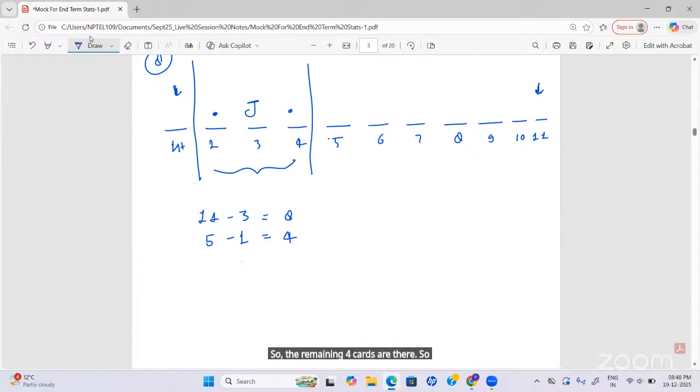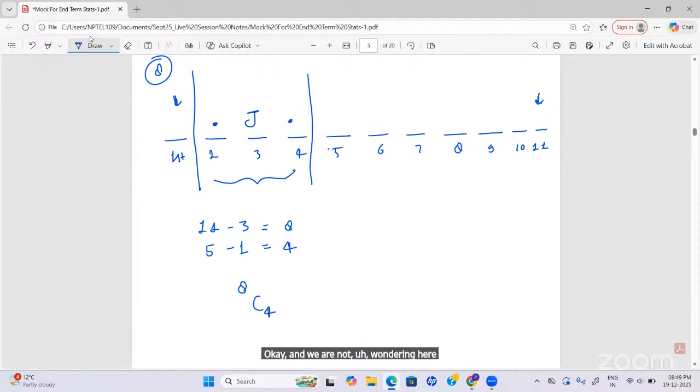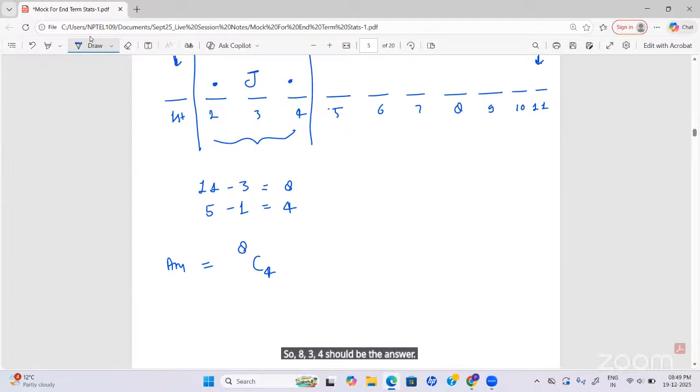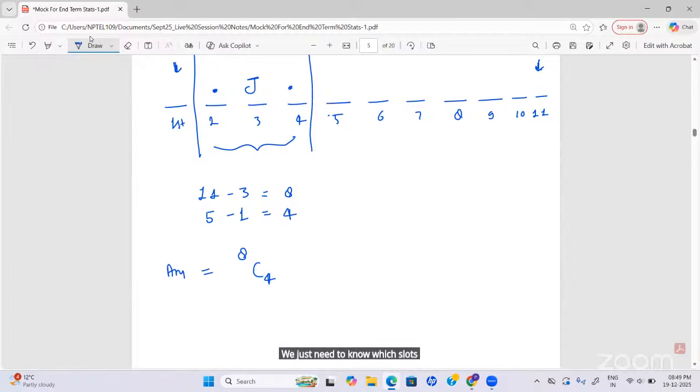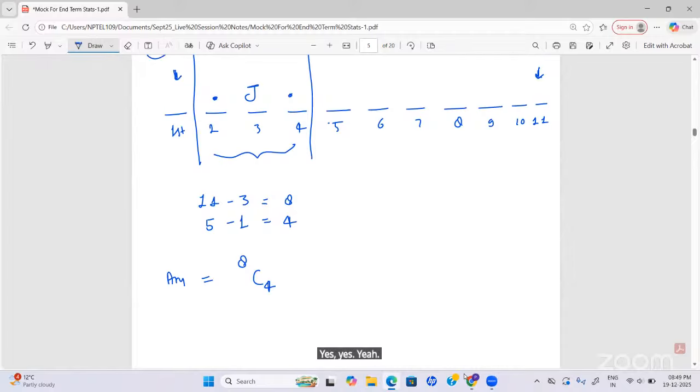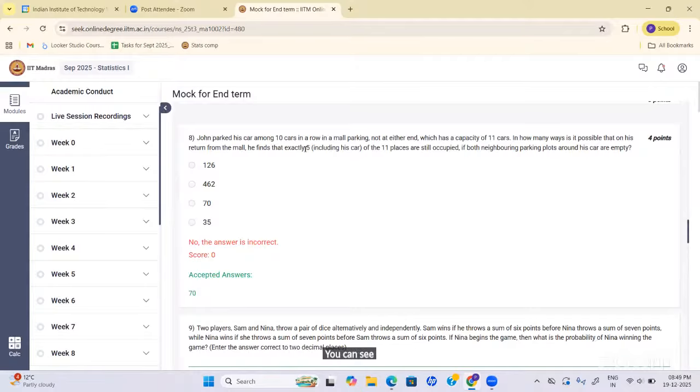So what we have to do, from the 8 places, we have to put the 4 cars, and we just have to fill the places. Which means we just have to select the places out of these 8 places, and we are not worried here about the arrangement of the cars. Are you getting my point? So 8C4 is the answer. Arrangement is not necessary. We just need to know which slots are occupied. That's it.